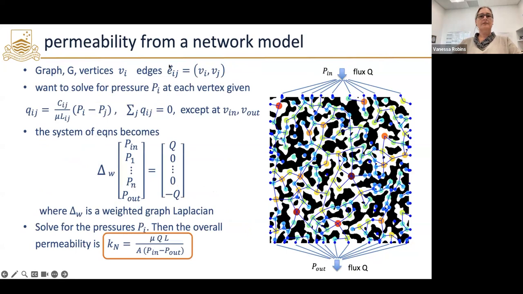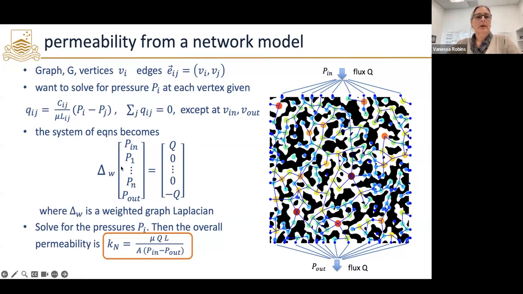All right, so we've got this graph, we've got weights on the edges, and we want to solve for the pressure at each vertex, given that we know the flux at the top and the bottom, and we know that at each vertex, the incoming balances the outgoing. Okay, so this expression here is just a big set of linear equations. So I can rewrite that as a matrix. And what I'm saying is that the things that multiply the pressure values at each vertex have to equal Q at the inlet, negative Q at the outlet, and 0 everywhere else, okay?